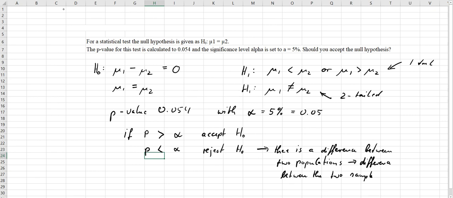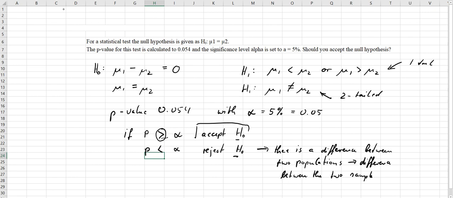So if p is lower than alpha, if p is low, H naught must go. If p is high, higher than alpha, then H naught can stay. And you really need to say that with an Australian accent, which I obviously can't do. And in this case, we accept the null hypothesis.